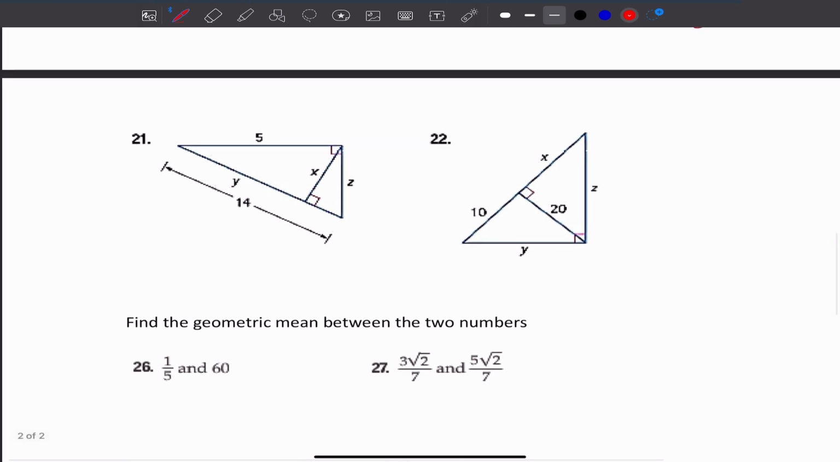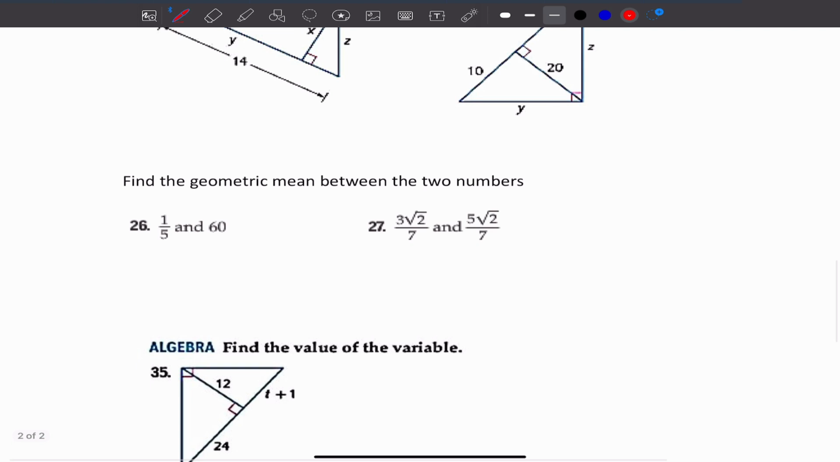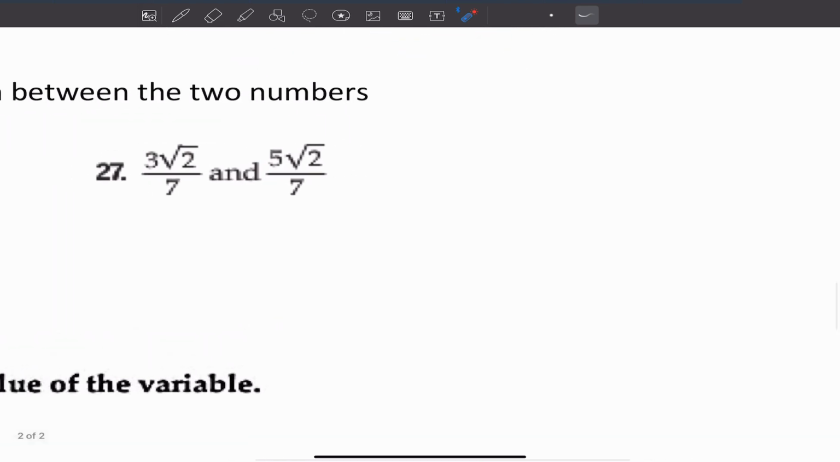So 21, 22 you can do on your own. And then it says find the geometric mean between the two numbers. Okay, we went over an example like this already, so 26 is fine. But 27 is a little weird because you're finding the geometric mean where you're already taking the square root of a square root, if that makes sense.